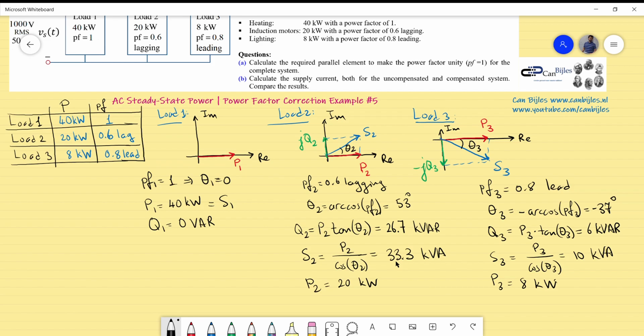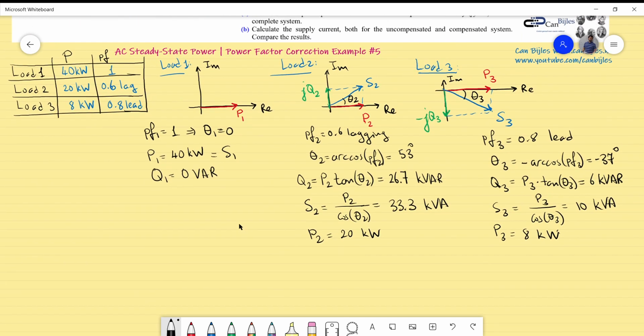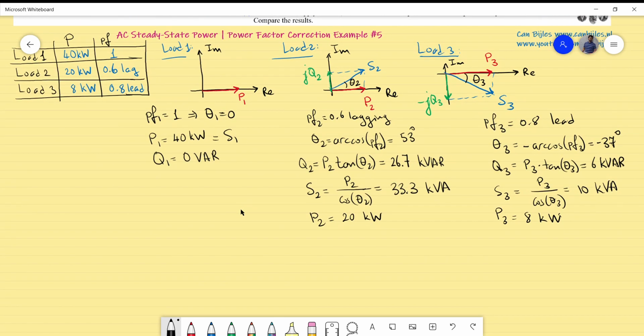I would like to know what the total system is. So what is the total system all about? The total system is of course the summation of the real parts and the summation of the imaginary parts, and I will have a vectorial sum of them to get the total apparent power. So let's look at the situation for the total system. Let me write down the total system. So what is the total system?